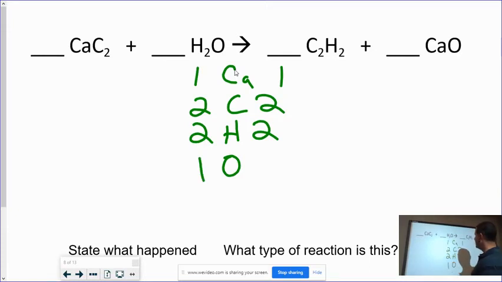I have 1 oxygen on the left-hand side. I have 1 oxygen on the right-hand side. Oh, it's balanced. Done. Some of them go that quick. Again, don't need to worry about the kind of reaction or to state what happens.